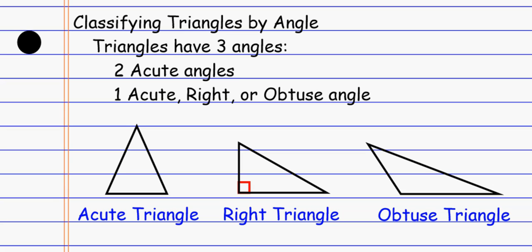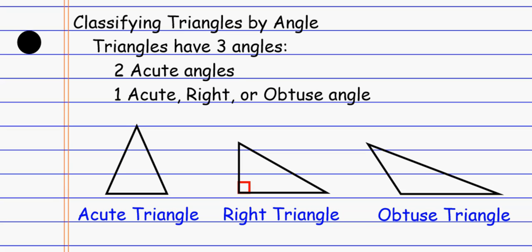They have three angles. Two of those angles will always be acute angles. Every triangle that we're ever going to look at will always have at least two acute angles, which means two of the angles are going to be smaller than 90 degrees. We classify it based on whatever that last angle is.